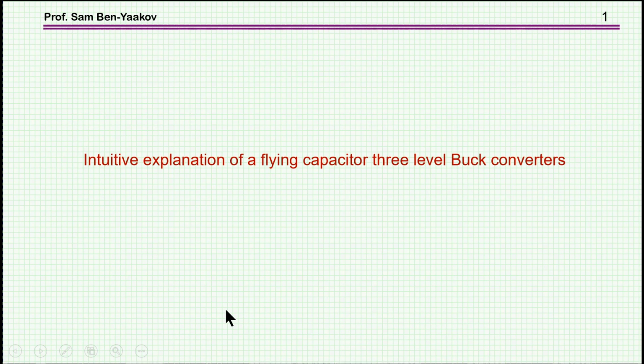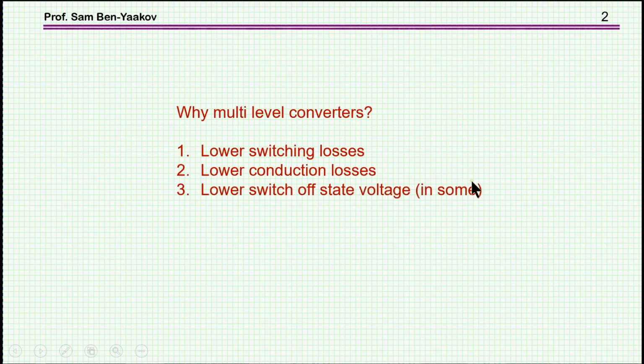Hi, I'm Ben-Yaakov. This presentation is entitled Intuitive Explanation of a Flying Capacitor 3-Level Buck Converters.